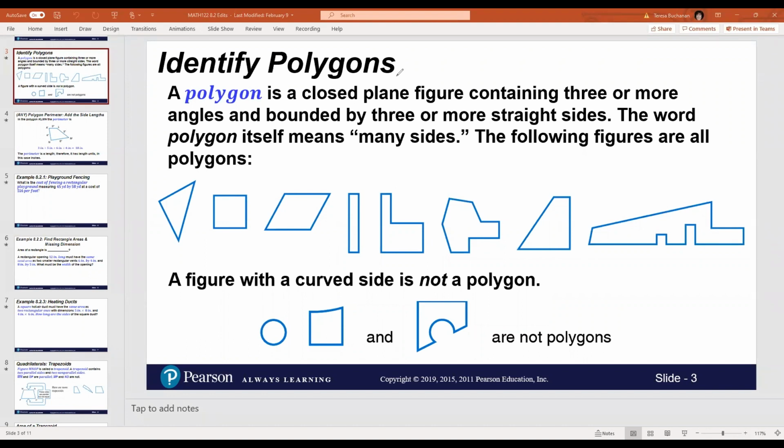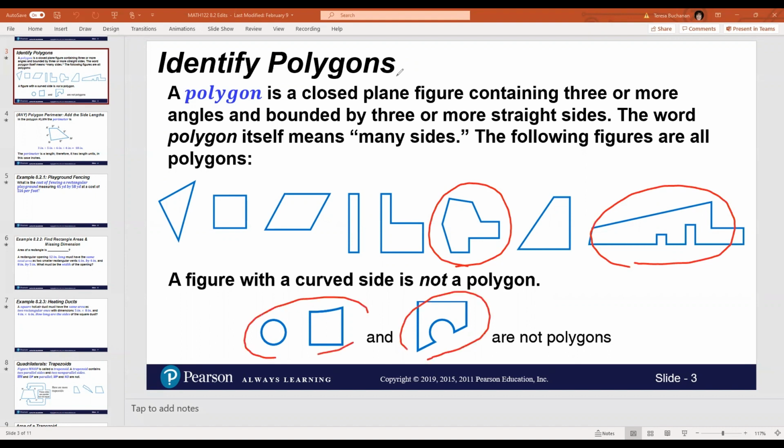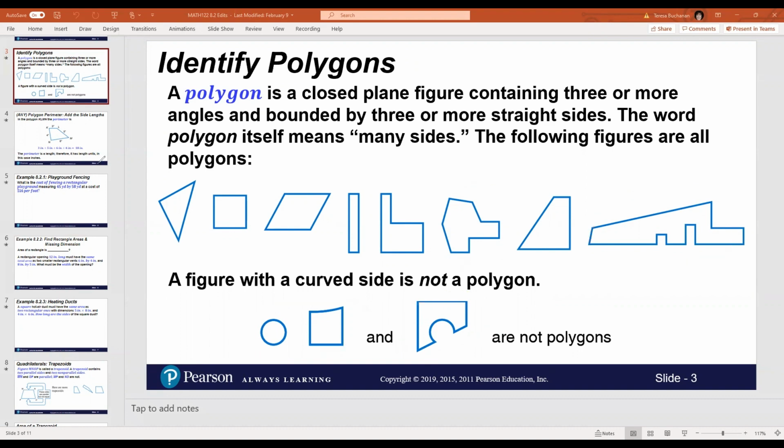So these are all polygons. It's just a general name. This is a polygon. This is a polygon. Just means it's made up of straight sides. These are not polygons because the sides are not straight, or there aren't any sides.